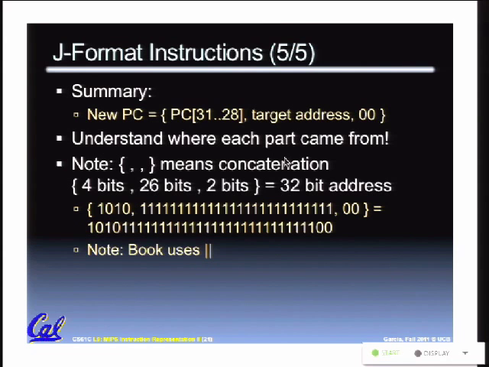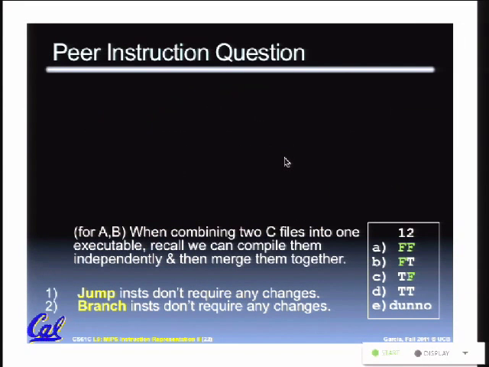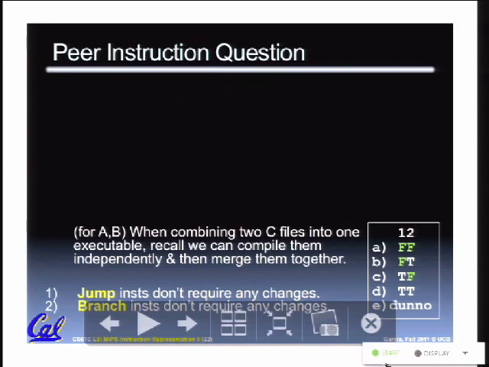So now we have our peer instruction question. Well, you want to read what it is? Yeah. So for A and B, when combining 2 C files into one executable, recall we can compile them independently and merge them together. So which of these are true and which of these are false? Jump instructions don't require any changes, and branch instructions don't require any changes. True or false? So you guys can first try to work on it independently, then we'll see what we got, and then we'll do the whole peer instruction deal, right?